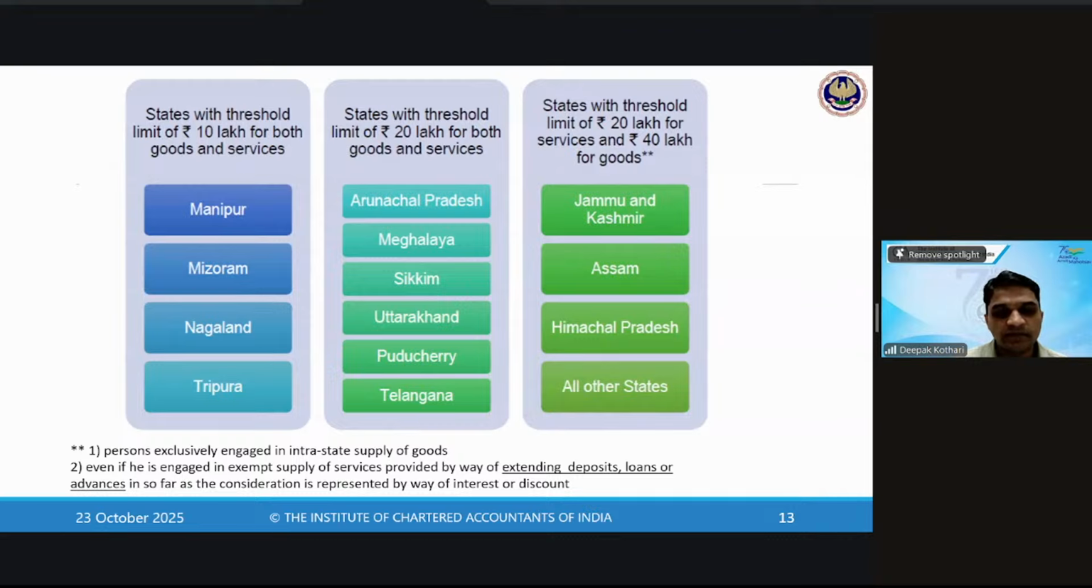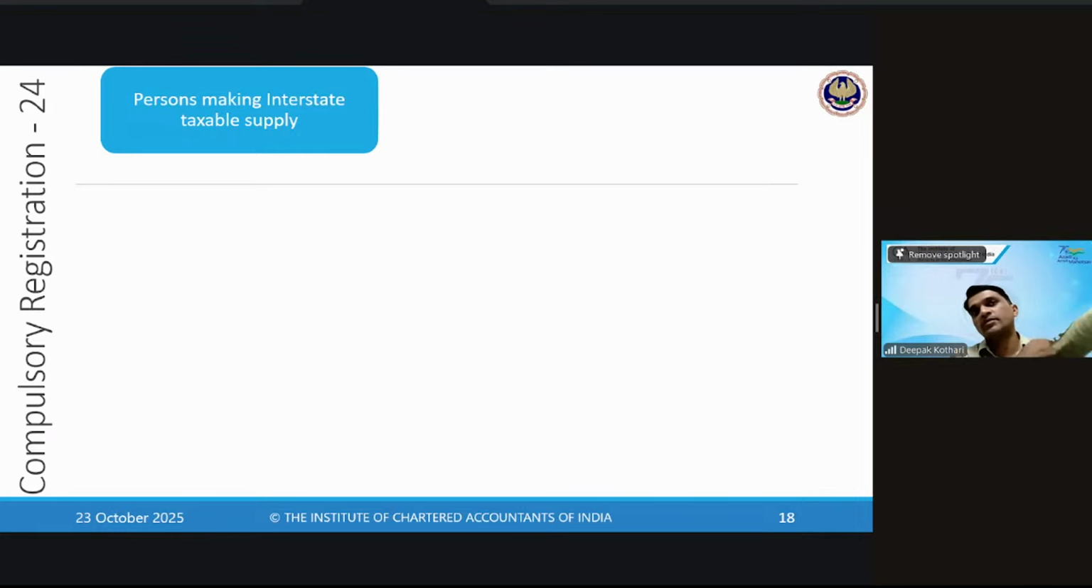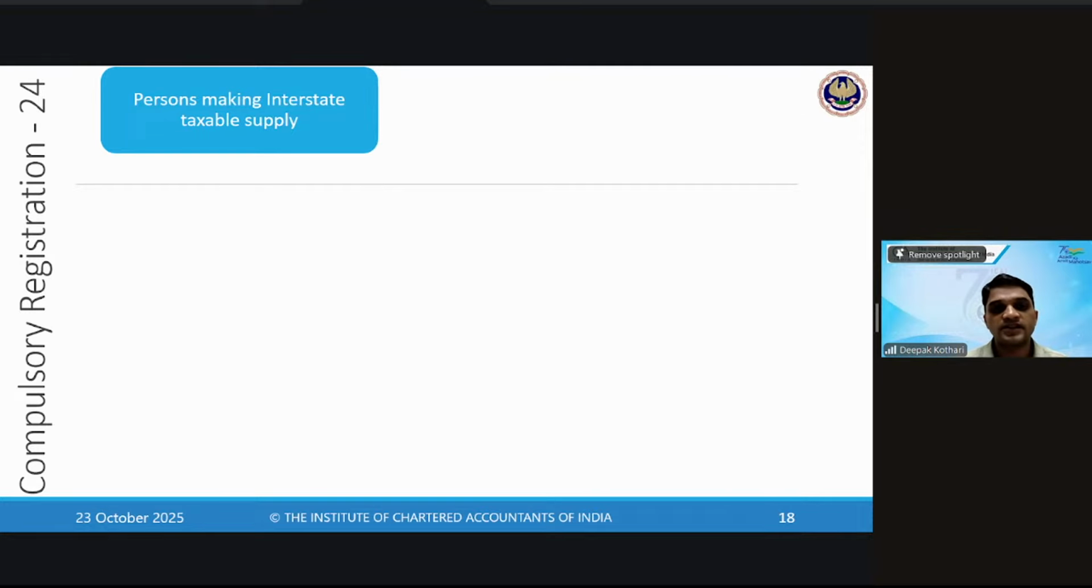So we understood the basics of registration. Now we will get into compulsory registration. When is a registration required? There is something called compulsory registration. First we know that a threshold limit is there. Apart from the threshold, we also have to register compulsorily, irrespective of whether you are touching the threshold or not. That is called compulsory registration. Now, who has to take compulsory registration? These people have to take compulsory registration.